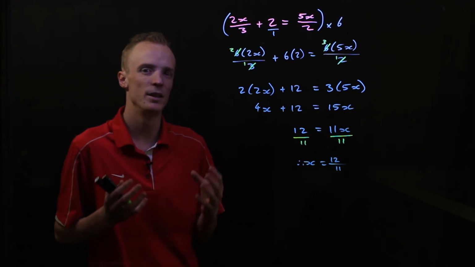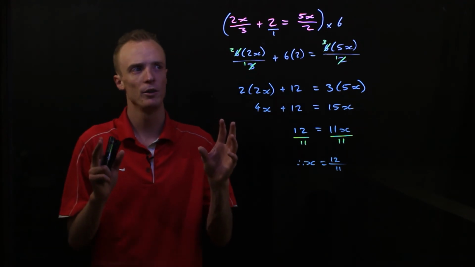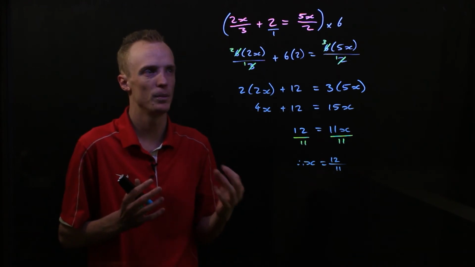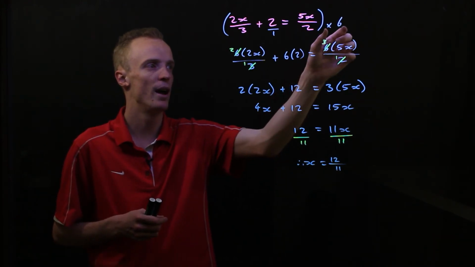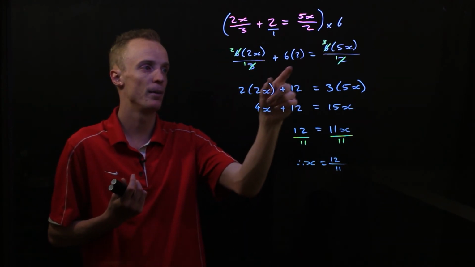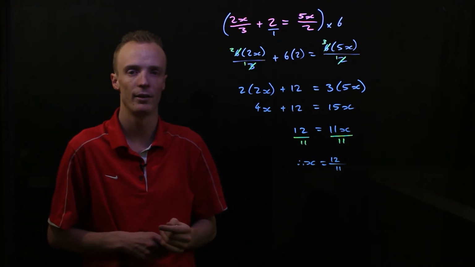As you can see, we're still using the same strategy. We're trying to identify the lowest common denominator between all of our terms, and we multiply the entire equation by the lowest common denominator. From there, we simplify by cancelling down, and then expand and solve for x.